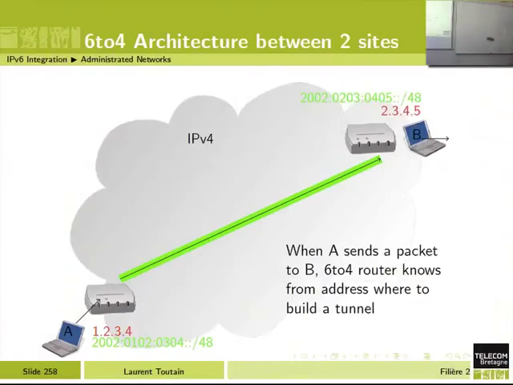We continue with what I said just before the break: all these transition mechanisms work well when you have IPv6 addresses and IPv4 addresses. For example, with 6to4 or 6RD, I put the IPv4 address inside the IPv6 address, and so it works. But if I have no more IPv4 addresses, how can I do things? This becomes a problem.